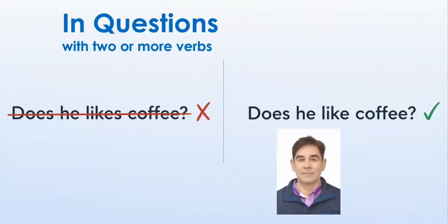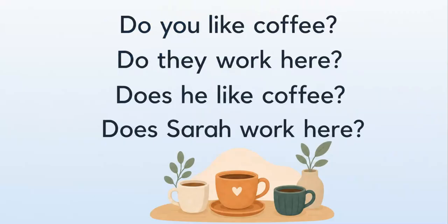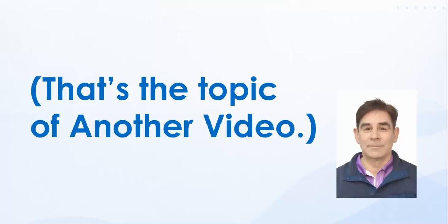In questions with two or more verbs, we also keep the S form on the first verb only. We do not say, does he likes coffee? No, we say, does he like coffee? Other examples, do you like coffee? Do they work here? Does he like coffee? Does Sarah work here? That's the topic of another video. We won't go into detail in that here.